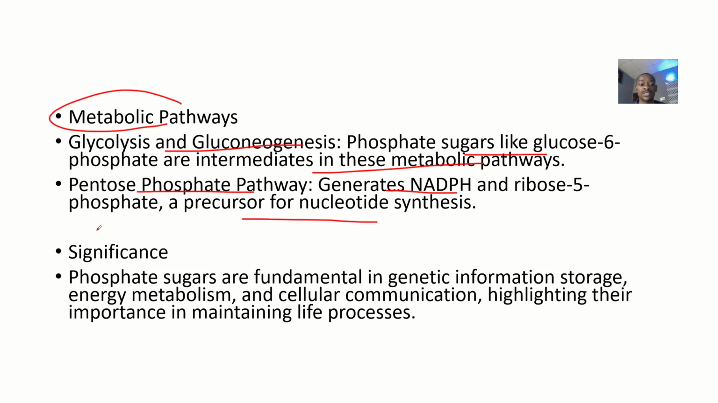Okay, so the significance of these phosphate sugars is that they are fundamental in what? Genetic information storage. That's their role in nucleic acid. They help in energy metabolism. That's the role in all these metabolic pathways. And they also help in cellular communication. So this highlights their importance in maintaining life processes.